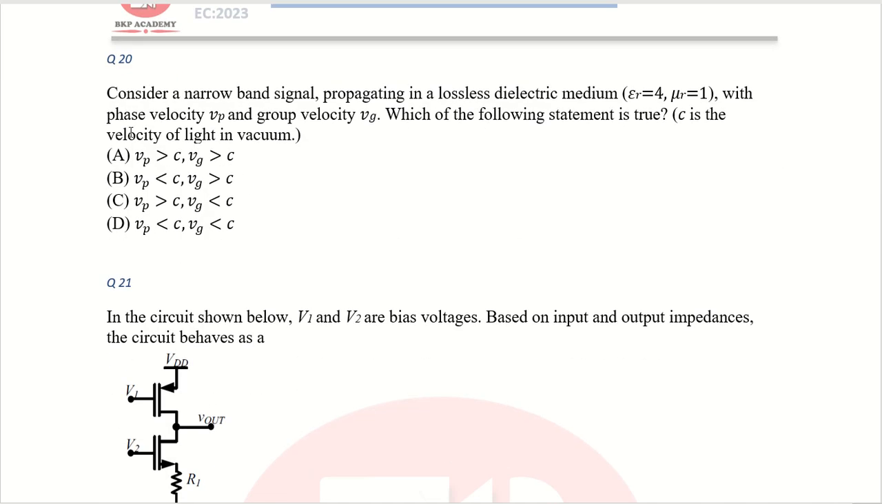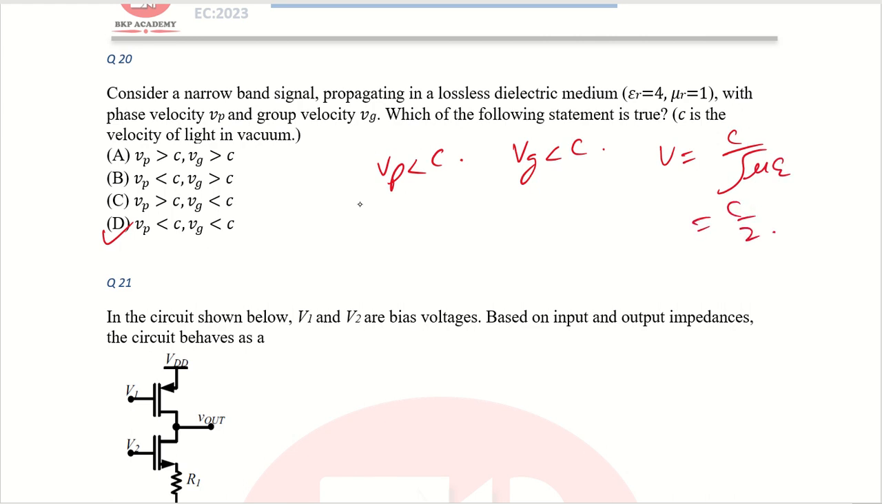Next, question number 20. Question number 20 is a very good question, and some people are getting it mistaken. The option that you will get for 20 is D, both Vp will be less than C as well as Vg will also be less than C. Why? Because your velocity in the medium will be C by root under mu epsilon, and from here you are going to get C by 2.